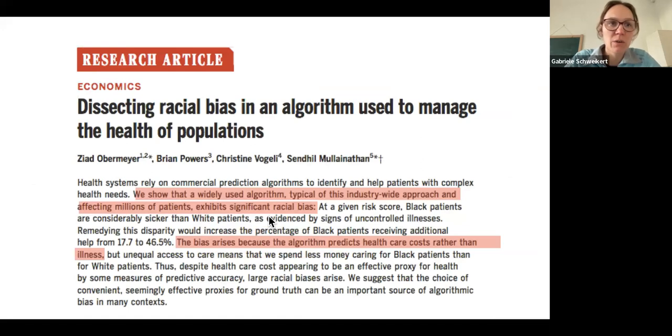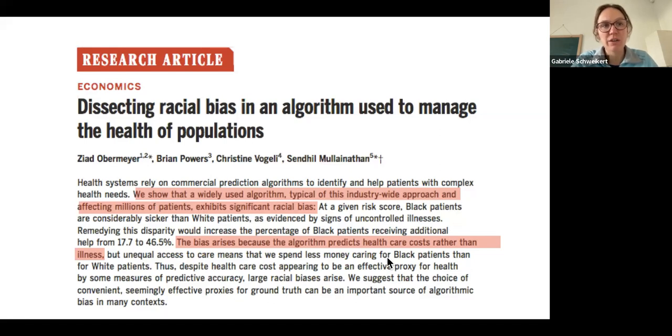We have already seen in genomics, and in other areas where machine learning is used, that we do get harmful consequences and misuse. For example, this is a 2020 paper showing that an algorithm used very widely in the US, which affects millions of patients, exhibits significant racial biases. It is important to know that these biases arise not just from biases in the data, but also from the purpose of the algorithm and the training of the algorithm. The bias arises because the algorithm predicts healthcare costs rather than illness.